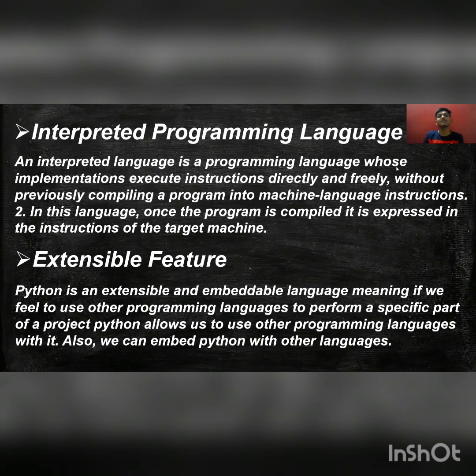Next, Python has extensible features. It has extensible features because it is an embedded language. Python is an extensible and embeddable language, meaning if we feel the need to use other programming languages to perform a specific part of a project, Python allows us to use other programming languages with it. Also, we can embed Python with other languages. It has an extensible feature. What is that feature?